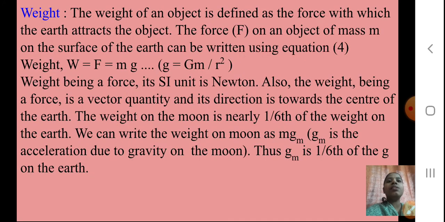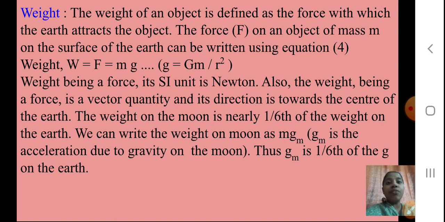Next part is the weight. The weight of an object is defined as the force with which the earth attracts the object. It is the force with which it is pulling the object towards itself. The force on an object of mass m on the surface of the earth can be written using equation 4. We can write it as W = F = mg, and you know g = GM/r². Weight being a force, the SI unit will be Newton. You know, for force the SI unit is Newton.